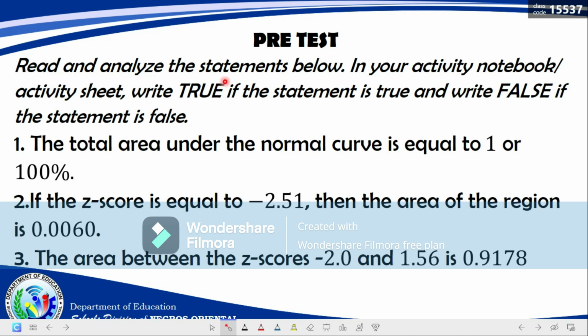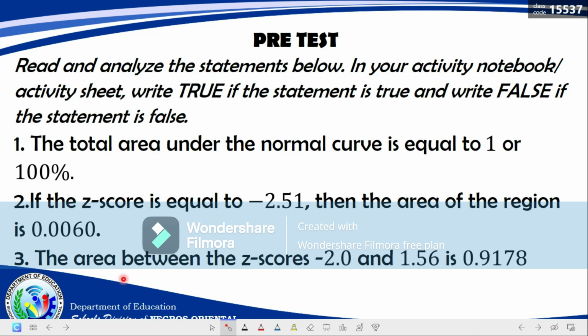Read and analyze the statements below in your activity notebook or activity sheet. Write true if the statement is true, and write false if the statement is false. Make sure you're going to write this in your math activity notebook. So let's start with number 1. The total area under the normal curve is equal to 1 or 100%. Number 2. If the z-score is equal to negative 2.51, then the area of the region is 0.0060.